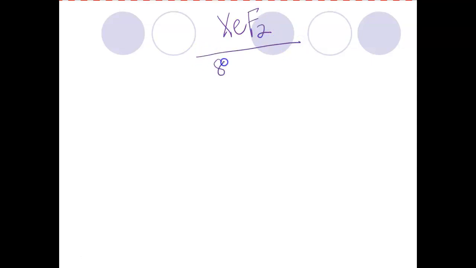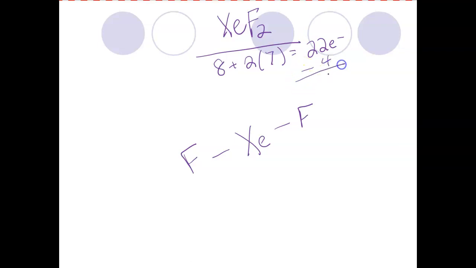XeF2. So 8 valence electrons for xenon, 7 for each fluorine, so that's 22 electrons. The least electronegative atom is xenon. Xenon, and so I've used 4. So we're at 18 electrons.